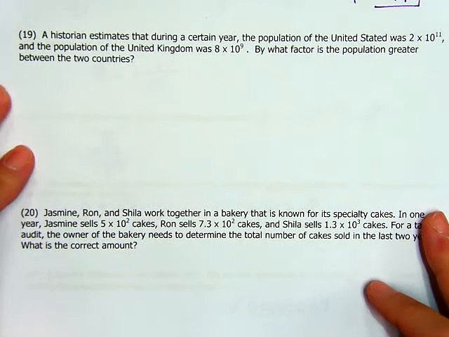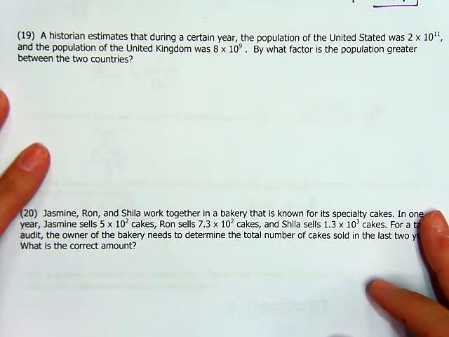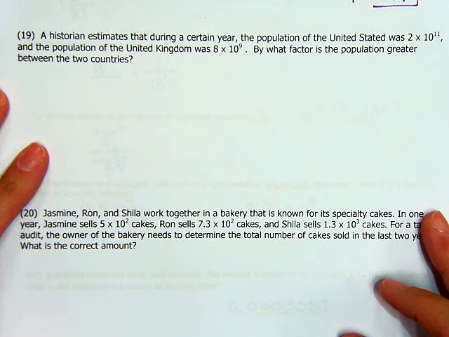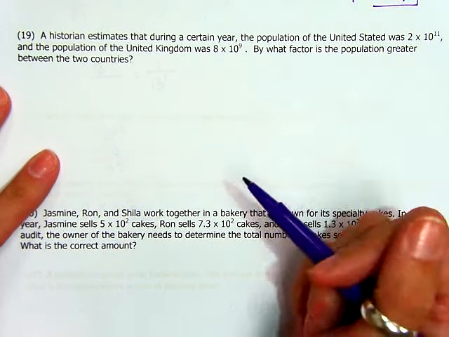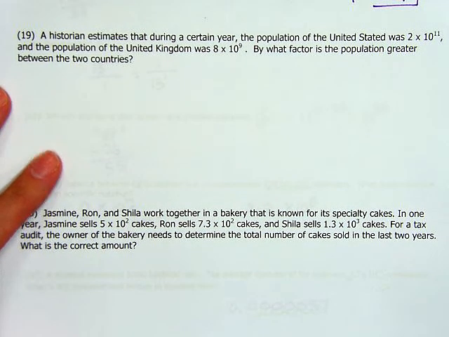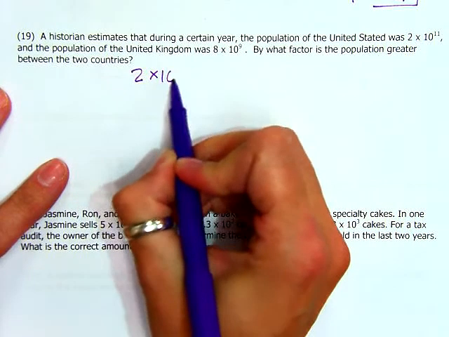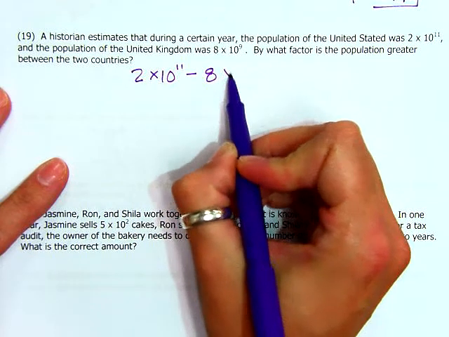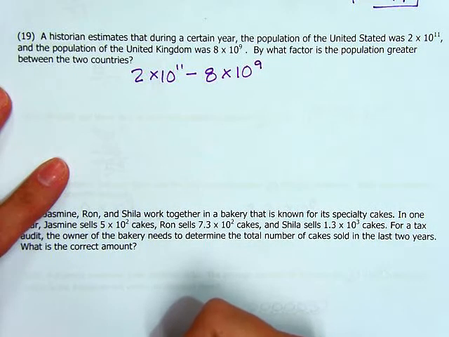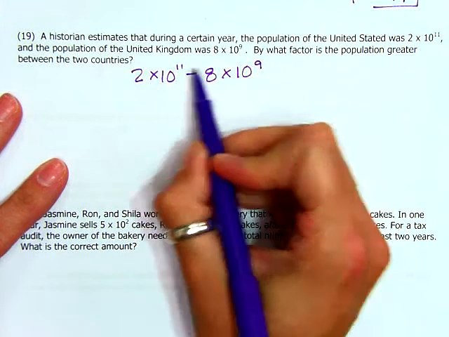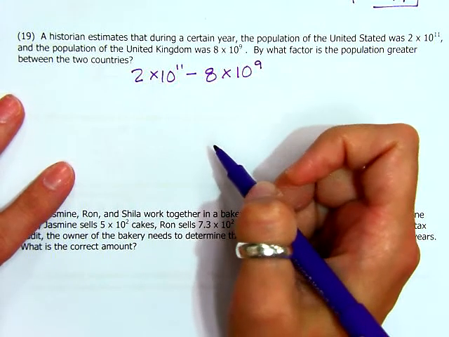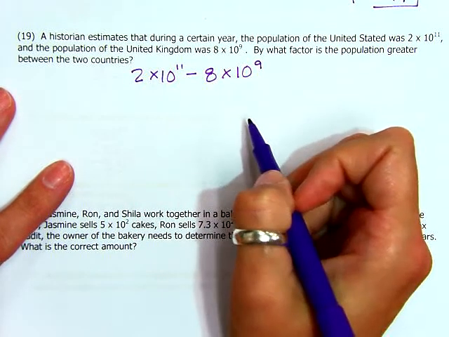Okay, 2 more. A historian estimates that during a certain year, the population of the United States was 2 times 10 to the 11th power, and the population of the United Kingdom was 8 times 10 to the 9th. By what factor is the population greater between the two countries? Okay, so we need to know how much more the United States is bigger than the United Kingdom. So this is our crazy subtraction problem using scientific notation, which means I need to have these exponents be the same. So you're going to have to choose which one do you want to change first.